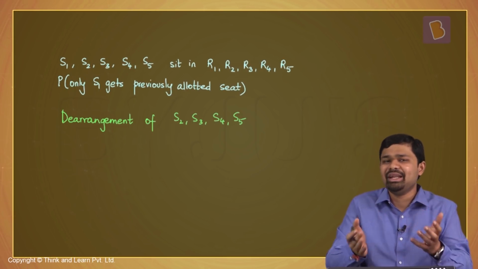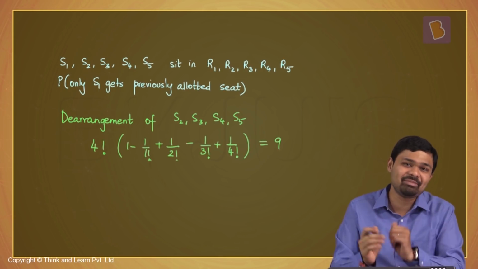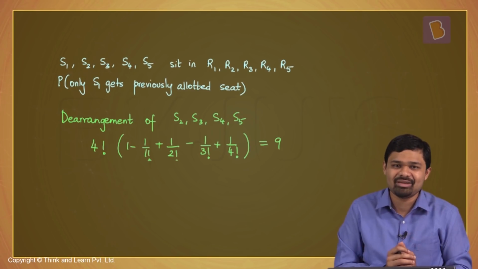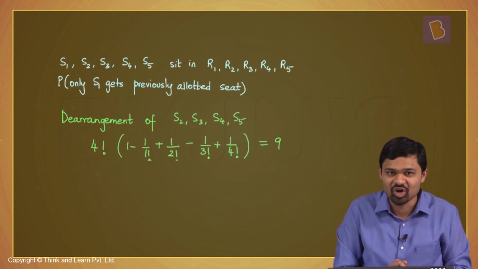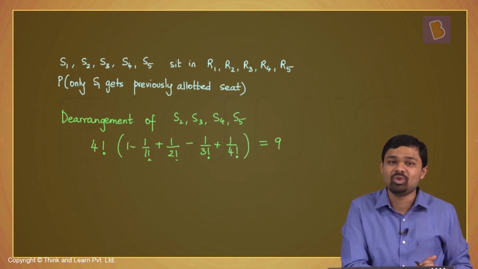So the number of ways in which they can get deranged can be found out using the derangement formula, and in this case it will turn out to be 4 factorial multiplied by 1 minus 1 divided by 1 factorial plus 1 divided by 2 factorial, and so on until 1 divided by 4 factorial. This turns out to be equal to 9.